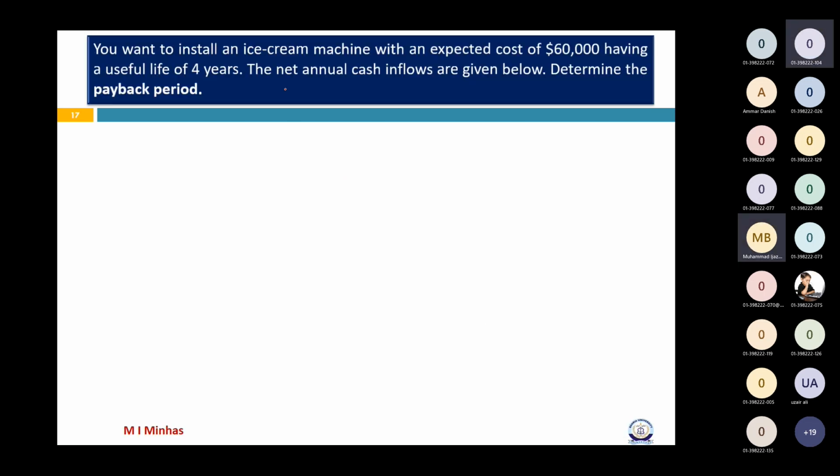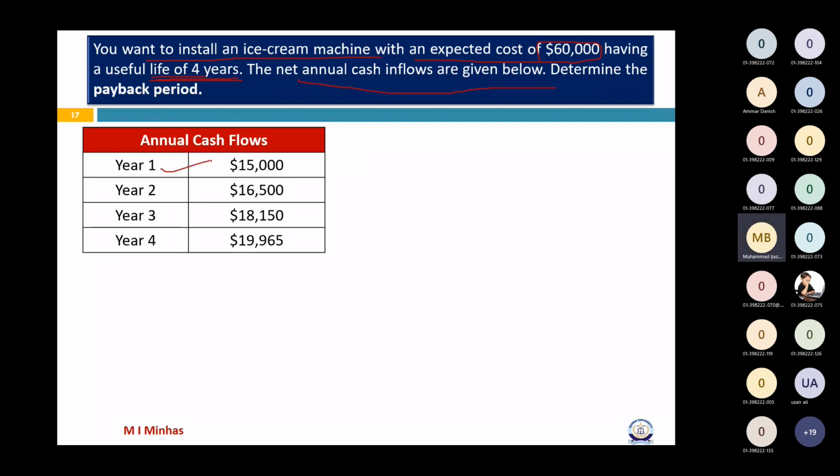Okay, now this is another concept that you need to look into. You want to install an ice cream machine with an expected cost of this much. You are purchasing a second-hand ice cream machine, with a useful remaining life of 4 years. The net annual cash inflows are given below. Year one, this, year two, this, and so on.